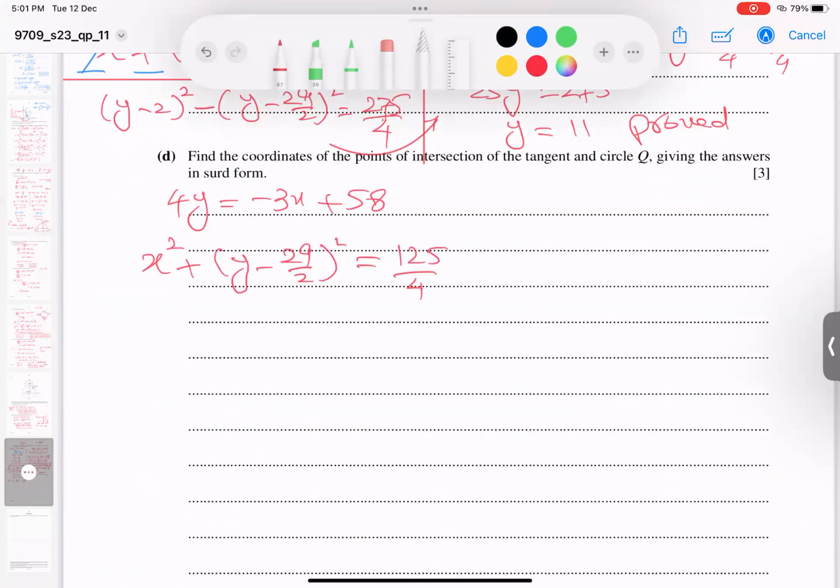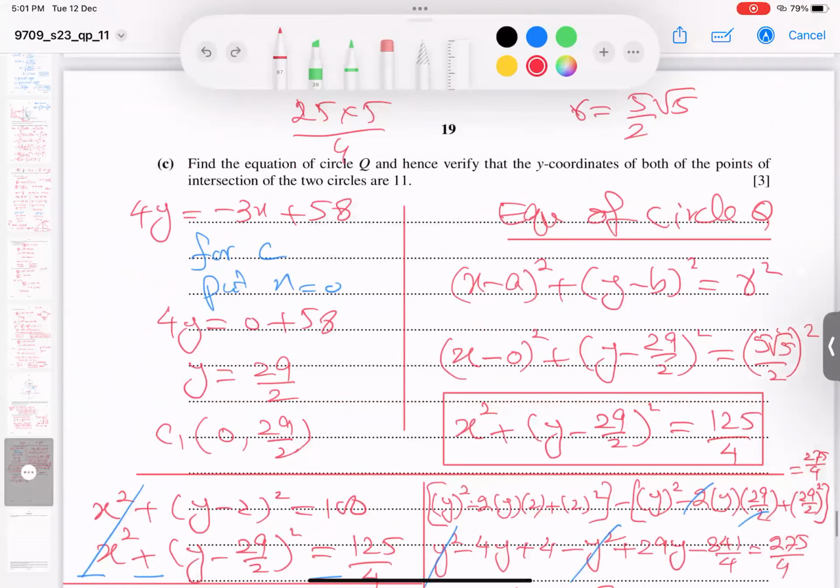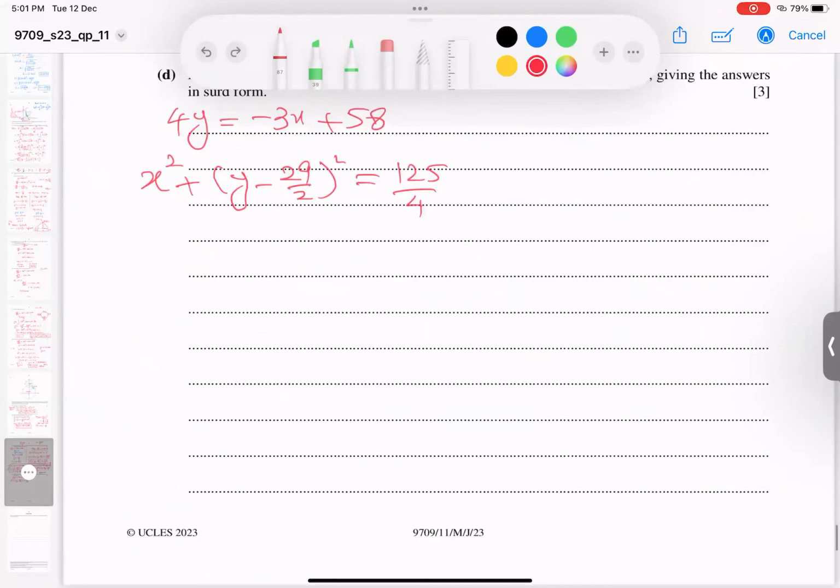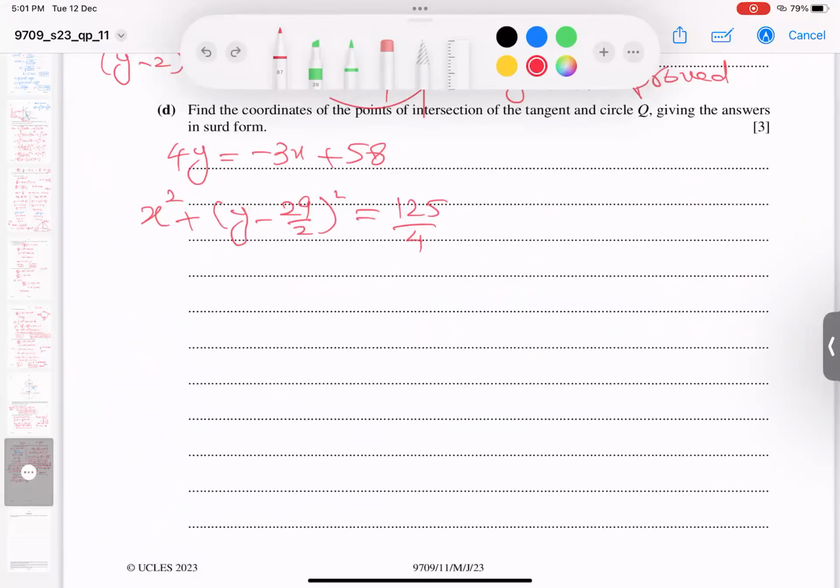Okay, so now what to do, students? Solve them simultaneously. What is the technique I have, students? Either I can take y as subject and plug it in here, or x as subject and plug it in here. Okay, because ultimately this is a 3-mark question. So, coordinates of point of intersection of tangent and circle Q. Once again I recheck. Yeah, this is correct. So let's start now. It's a little bit tough algebra logic because this is y and this is x. I think it's better if I make y the subject. Okay, let's start.